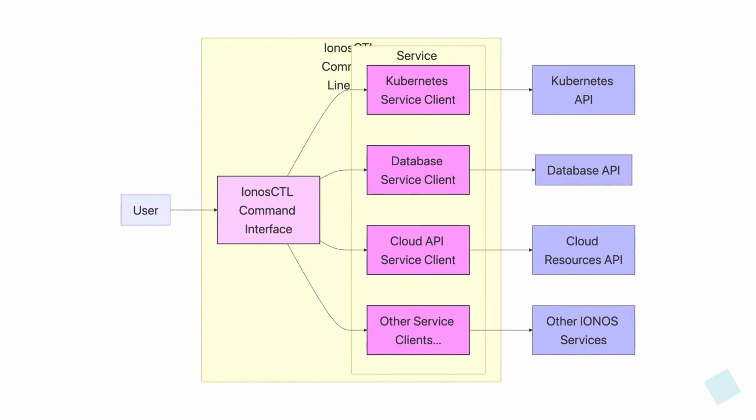What you're asking about is actually the service clients layer of ionosctl. Think of them as specialized translators. In the same way you might need different translators for different languages, ionosctl needs different service clients to communicate with each Ionos Cloud service, whether that's Kubernetes, VMs, databases, or something else. Each service has its own API language, and the service clients know exactly how to speak it.